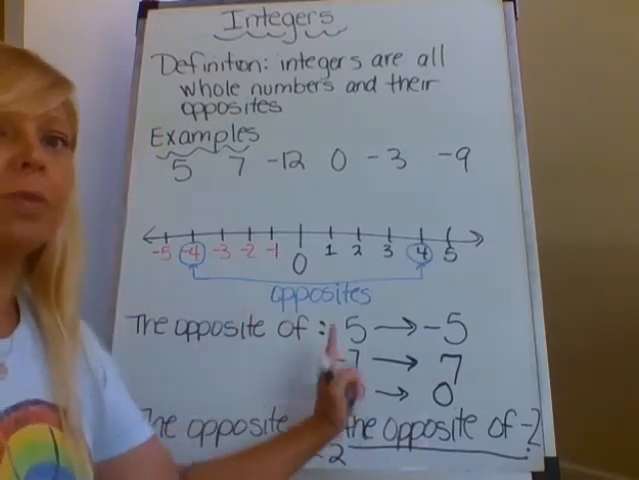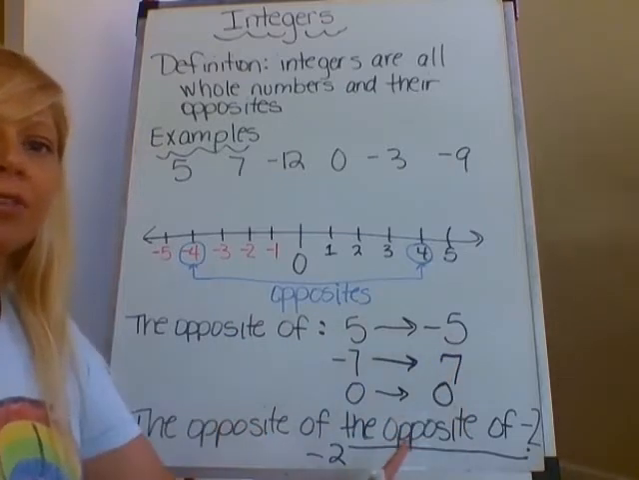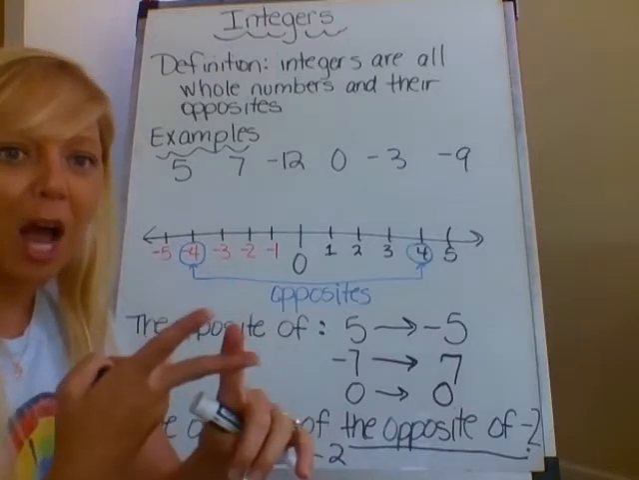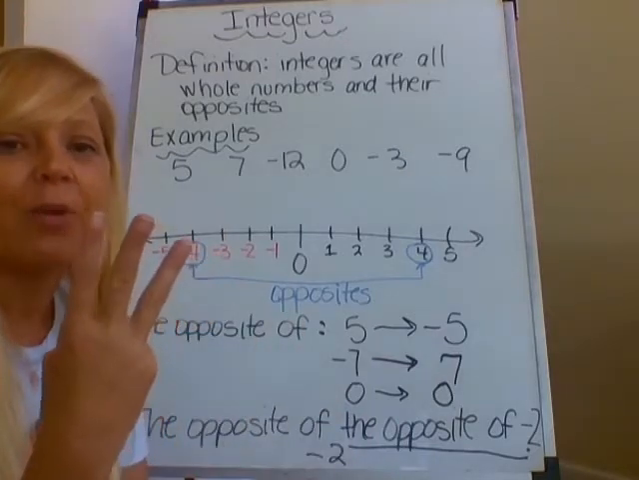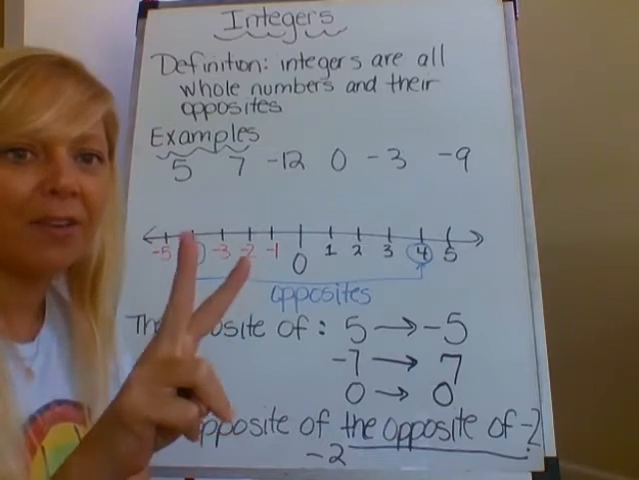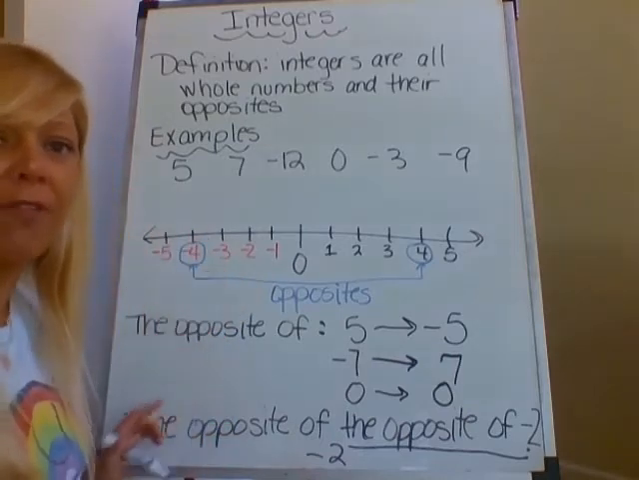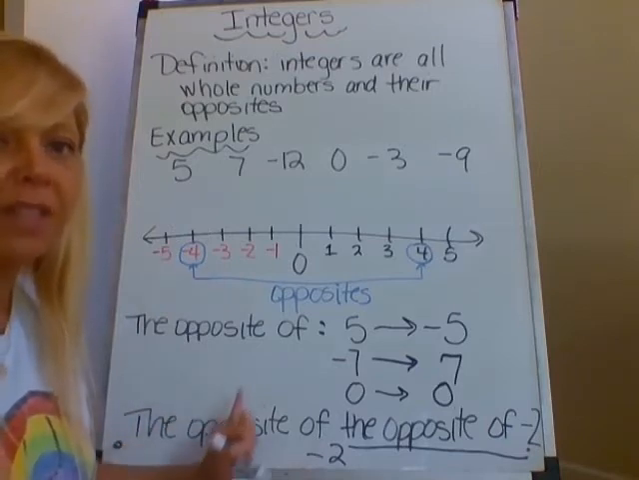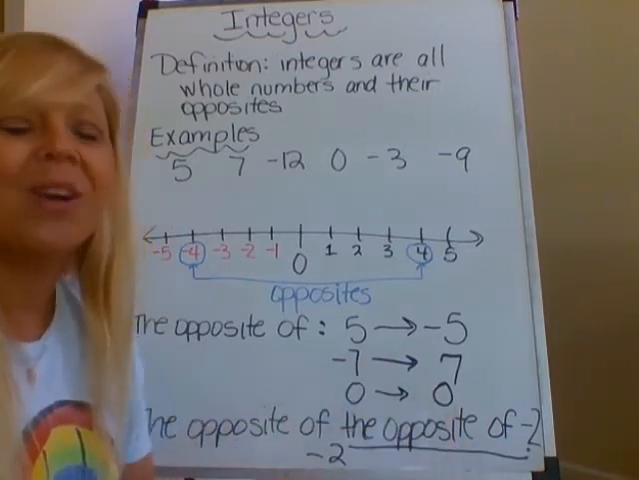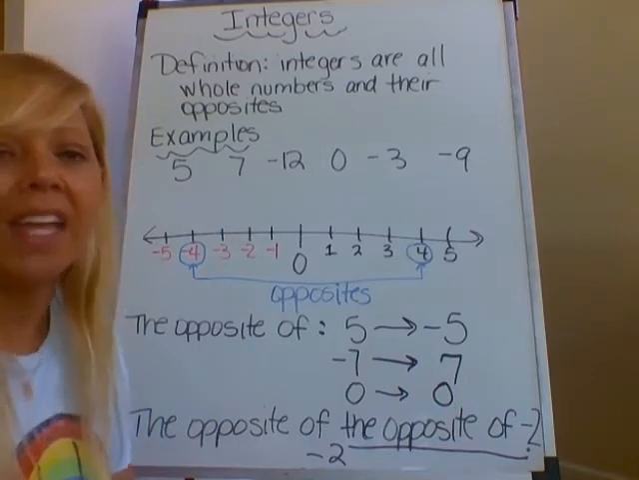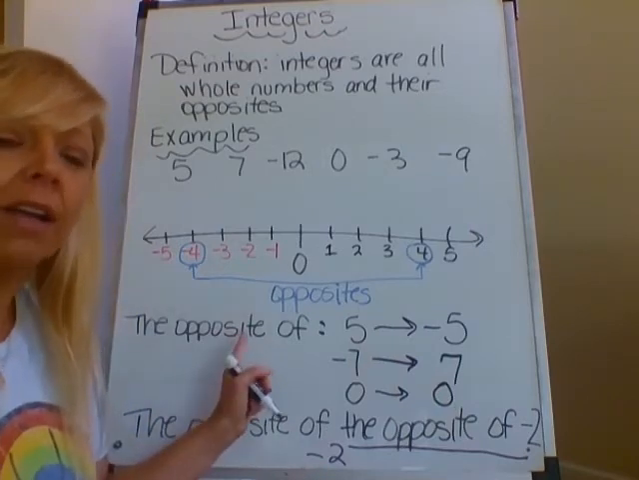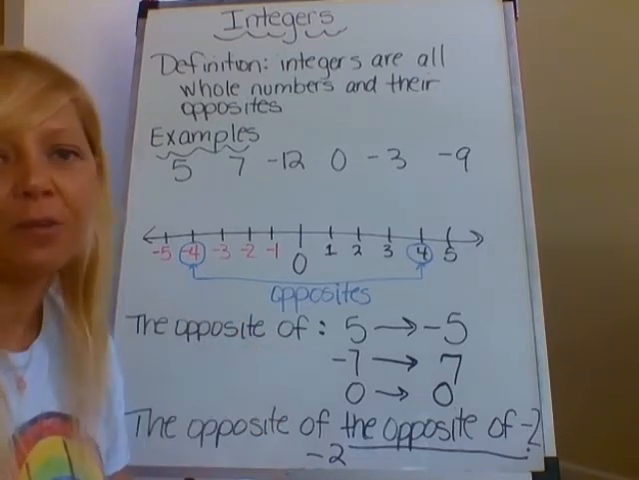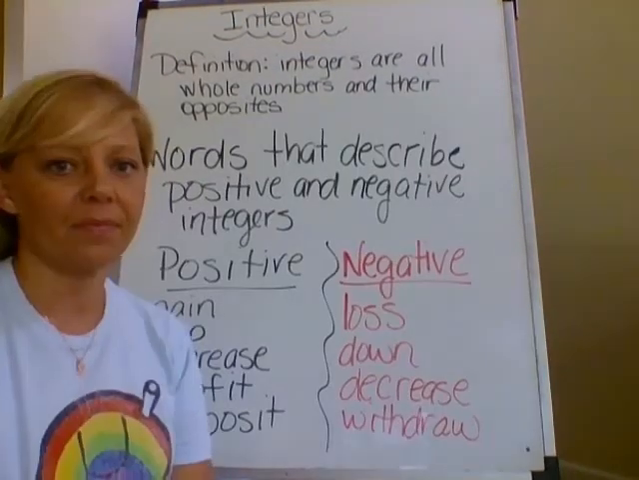So one opposite flips the sign once, two opposites flip the signs twice. So if I had the opposite of the opposite of the opposite, so three of them, then it would go positive, negative, positive. So if I added one more of the opposite in here, so if I had the opposite of the opposite of the opposite of negative 2, that would be positive 2. And some of you realize that odd opposites flip the sign once and evens flip the sign twice.